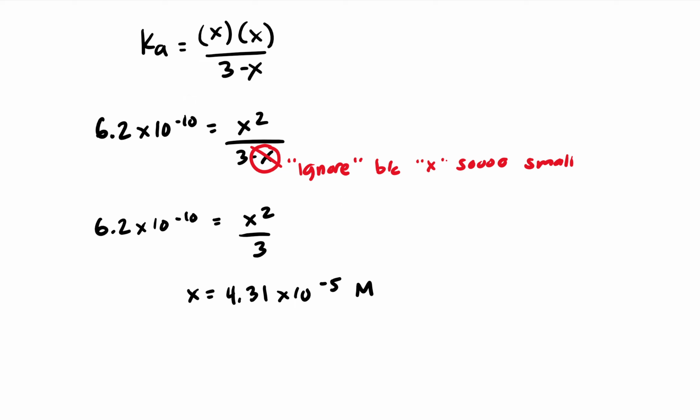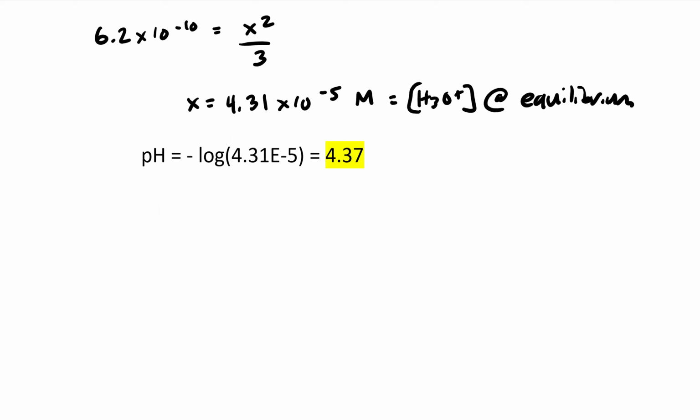Now, keep in mind what x was in your ICE chart. X is the molarity of hydronium at equilibrium. And that's the concentration that we plug into our pH formula. pH will be the negative log of 4.31 times 10 to the negative 5.